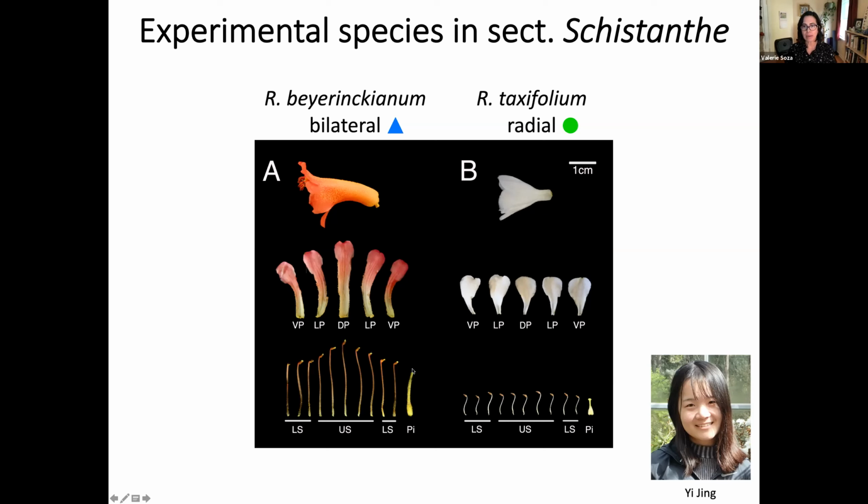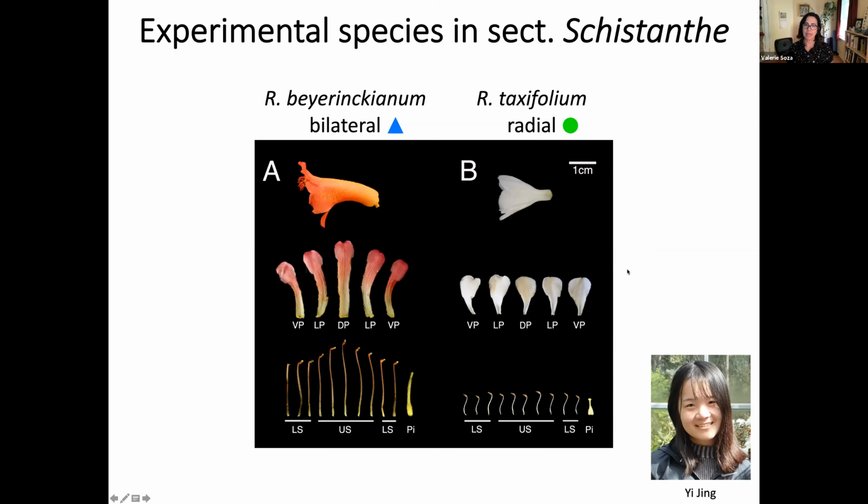In Taxifolium, this is more of a radially symmetric flower because there's no curvature to the tube in the side view, but also all of the petals are more or less similar in length and shape. And the stamens are more or less similar in length. They alternate in length. And the pistil, the style, is relatively straight and short.